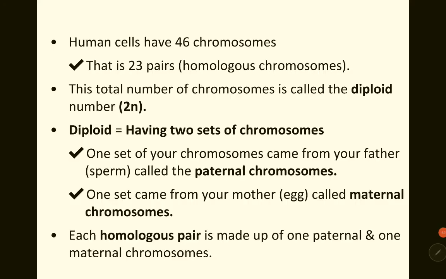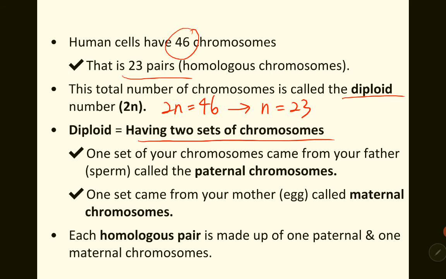So human cell generally have 46 chromosomes, which is 23 pairs of homologous chromosomes. We call it a diploid condition because we are diploid, 2n equal to 46 chromosomes. When it forms the gamete, it becomes haploid. Haploid is n equal to 23 chromosomes. Having 2 sets of chromosomes, one comes from your mother, one comes from your father. Father is called paternal chromosome, mother is maternal chromosome. Each homologous pair is one paternal and one maternal.